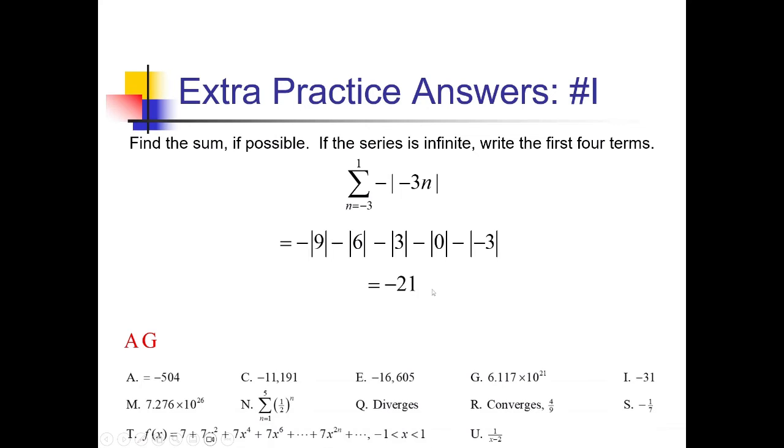Taking a look at my answer for I, it says negative 31. So we're one number in one digit off here. So that's an I that we're going to be writing down for our answer bank.